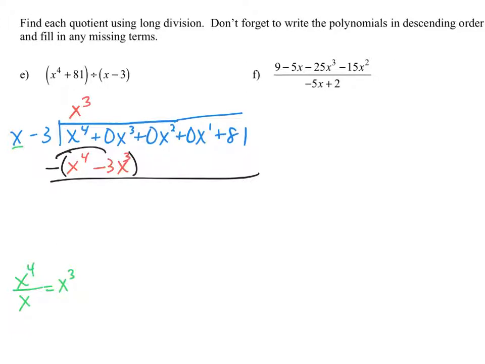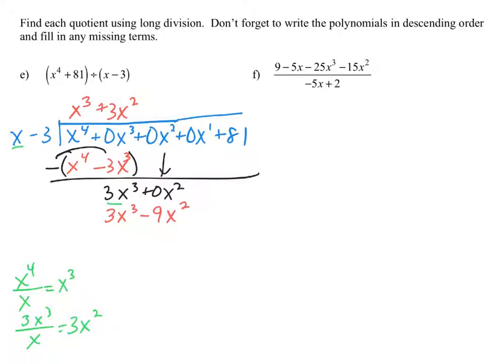0 minus a negative is going to be a positive 3x to the third. And then I'm going to bring down the plus 0x squared. Now I look at the first term of 3x to the third, dividing that by the first term of x, and that is going to simplify to 3x squared. We can put the plus 3x squared above the line in the division setup and multiply that by x minus 3 to get 3x to the third minus 9x to the second.